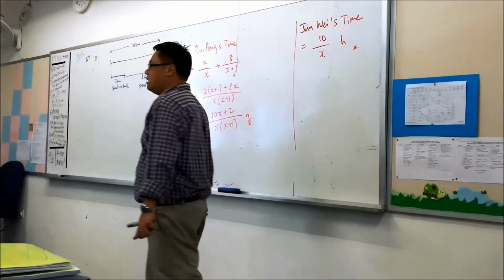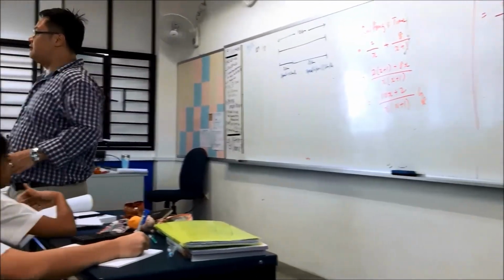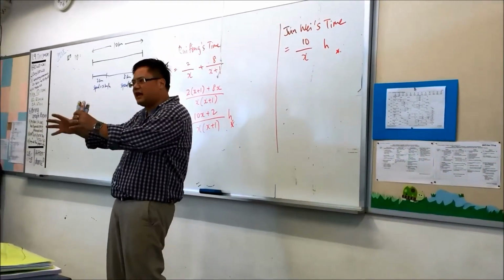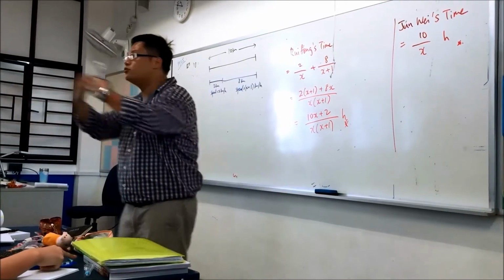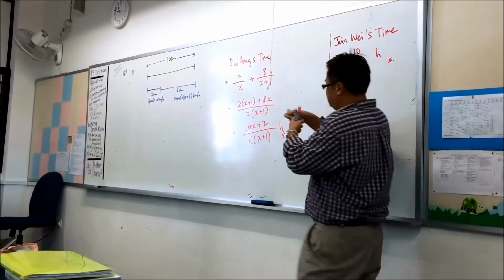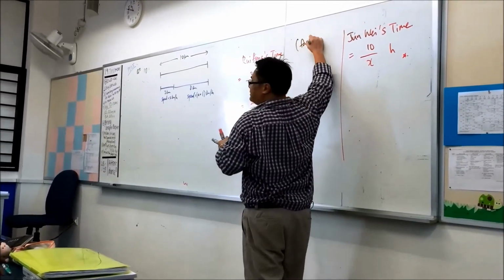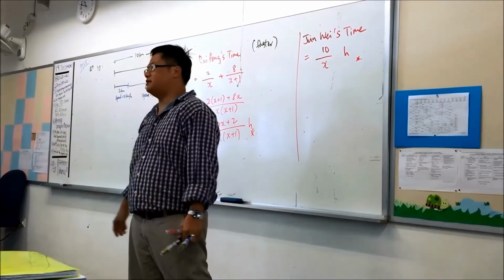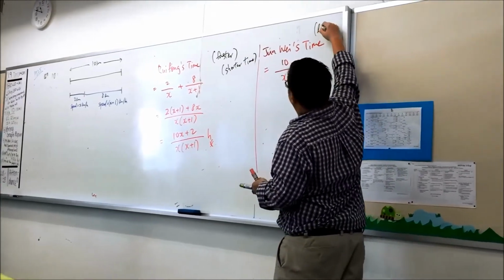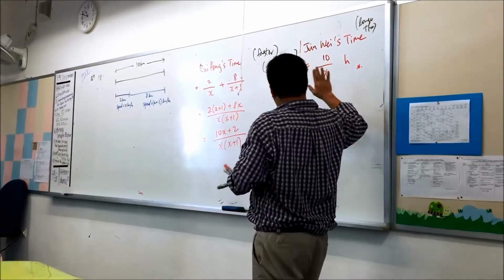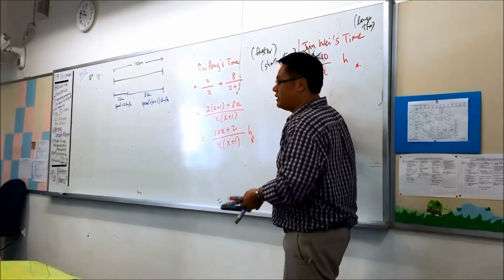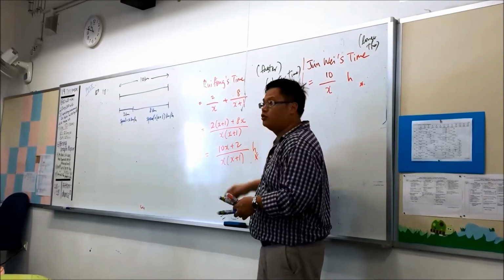Let's continue to part 2 of the question. Part 2 says, Ray Fong finished the race 40 minutes earlier than Jin Wei. Now I need to ask you, is somebody's time minus somebody's time going to give you your 40 minutes? Who is faster, Ray Fong or Jin Wei? Ray Fong is faster. Faster means you take a shorter time to complete the journey. So this is the shorter time, and this must be the longer time. So is it 1 minus 2 or 2 minus 1? 2 minus 1. The longer time minus the shorter time gives you your 40 minutes.